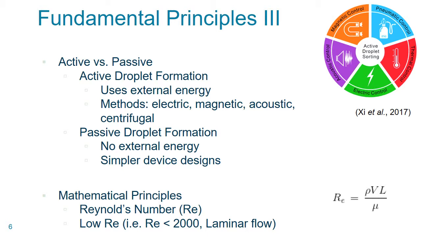Droplet microfluidics relies on many complex mathematical principles. However, a simple yet significant one is the Reynolds number. The Reynolds number is a dimensionless number and is characterized by the formula on the right. A Reynolds number below 2000 suggests laminar flow and above 4000 suggests turbulent flow. In droplet microfluidics, flow is characterized as laminar flow.